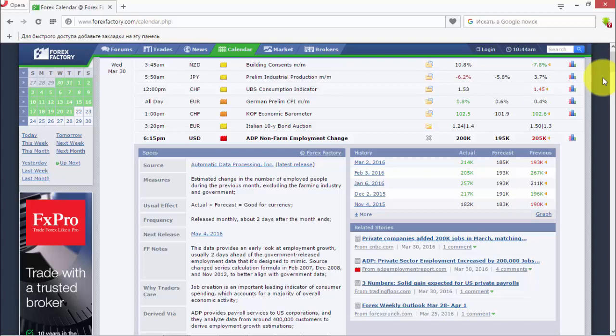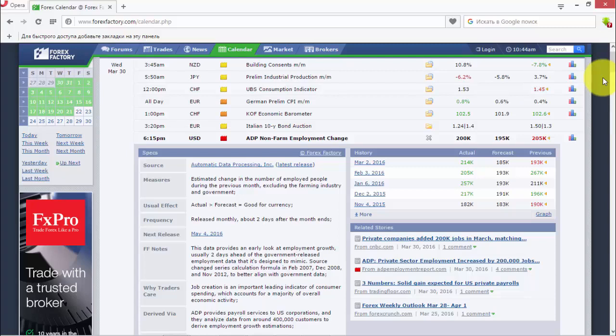And today I'm going to tell you how to trade after a release of ADP non-farm employment change. This data provides an early look at employment growth, usually 2 days ahead of the government-released employment data. As with the usual non-farm payrolls, this news is released monthly, about 2 days after the month ends.